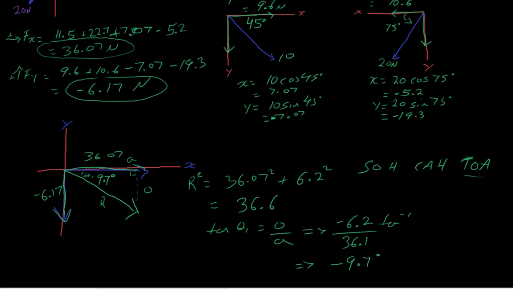So therefore, our final answer is resultant is equal to 36.6 newtons at 9.7 degrees, and the direction would be that way.